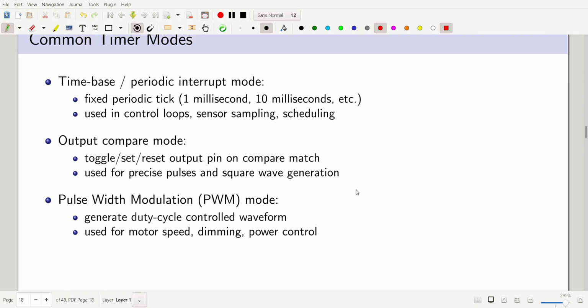In pulse width modulation mode, we generate a duty cycle control waveform. Here, the duty cycle is the on time divided by T on plus T off, which is the complete time, so we have to divide by that. PWM is generally used in motor control, like speed, dimming, or power control. In a BLDC motor, PWM is frequently used.